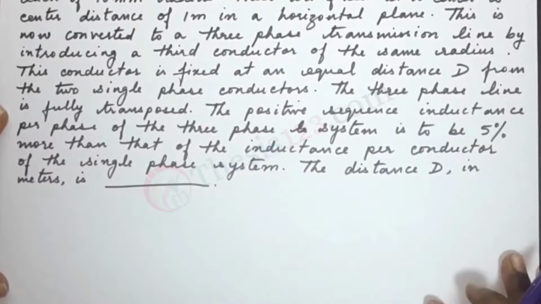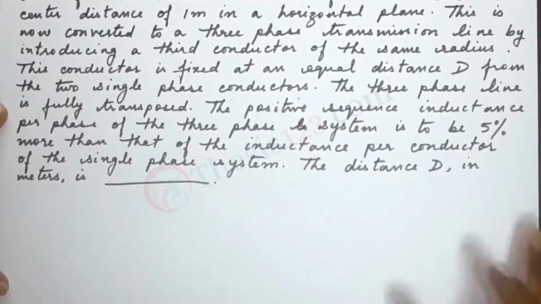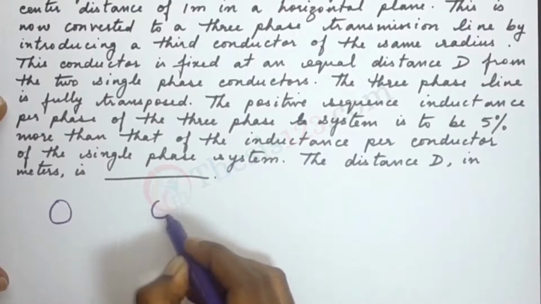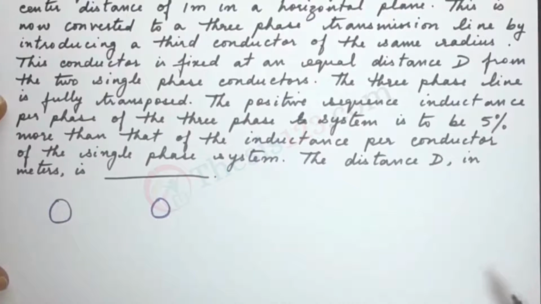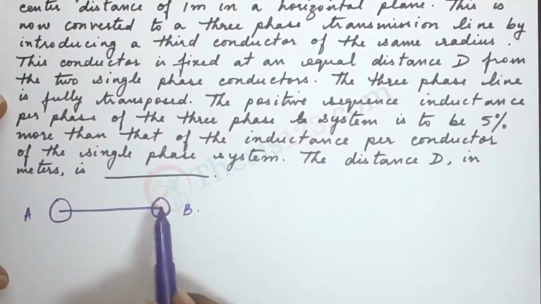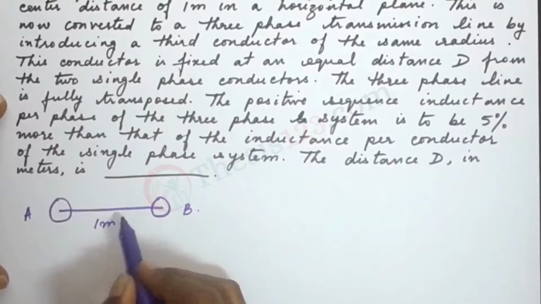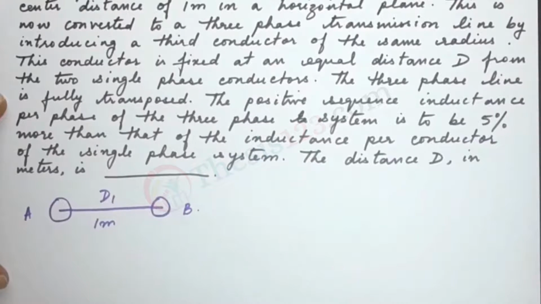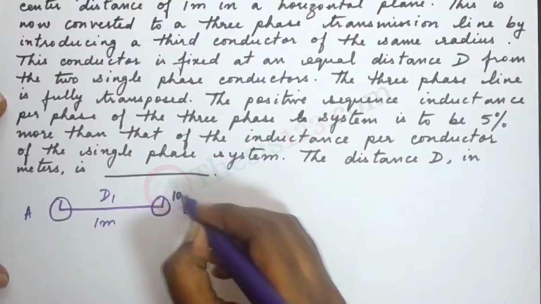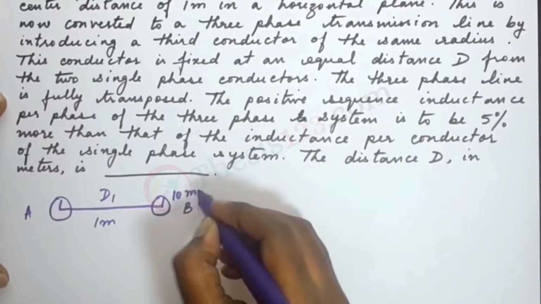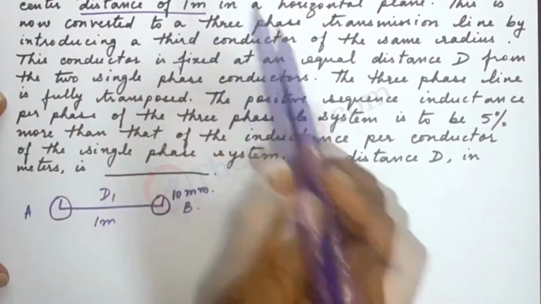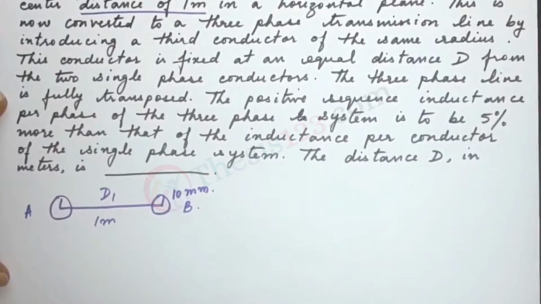Okay, so let's try to visualize how this turns out. A single-phase transmission line has two conductors. Let's call these two conductors A and B. The distance between them center to center is 1 meter. Let's call the distance D1. The radius of each of these two conductors is 10 mm, with a distance of 1 meter in the horizontal plane.